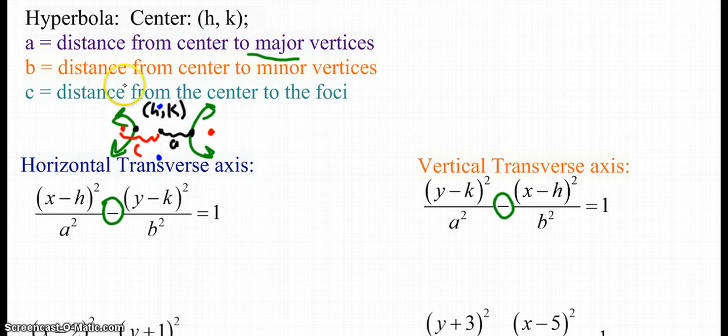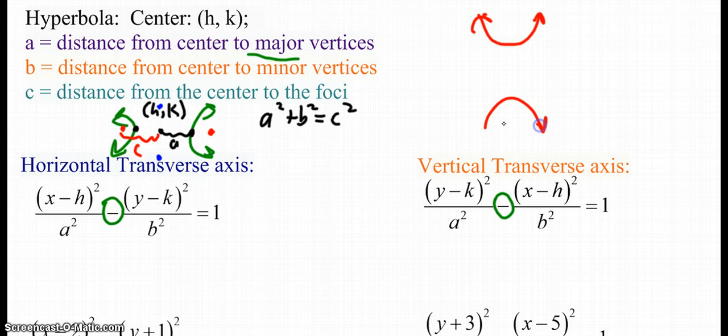So our relationship between a, b, and c now is the actual Pythagorean Theorem. This is different than with the ellipse, where it was a squared minus b squared. For the hyperbola, it's a squared plus b squared. Our vertical transverse axis, so now that means the shape of the hyperbola is going to look kind of like this.